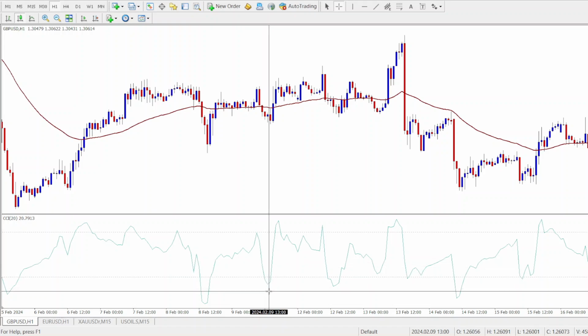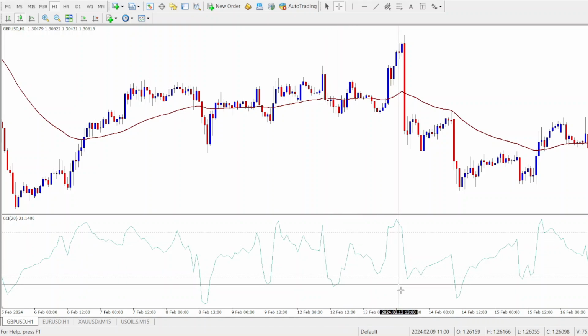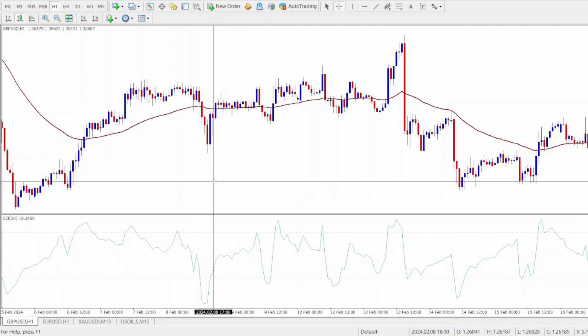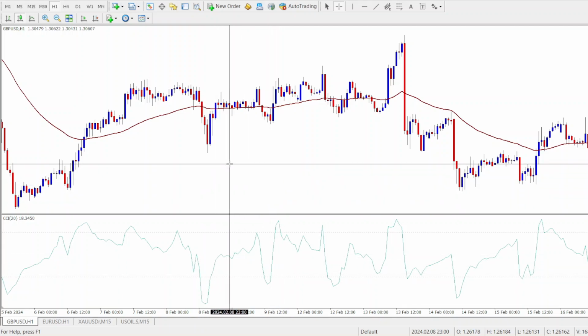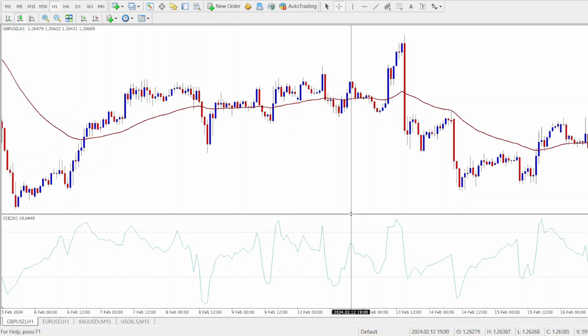Then when it enters the oversold again, you can consider exiting your sell and entering a buy, and just keep on going like that until the market begins to go in a specific direction. When you are entering these trades, make sure you set a tight stop loss, because the breakout could happen anytime. So you want to set tight stop losses when using these settings.